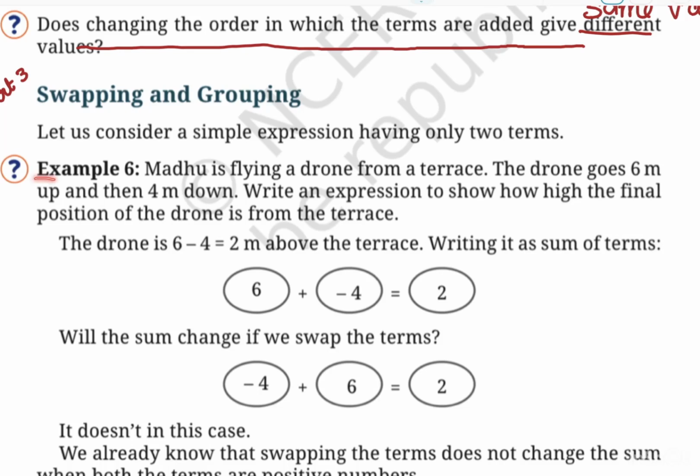Swapping and grouping. Example 6. Madhu is flying a drone from a terrace. The drone goes 6 meters up and then 4 meters down. Write the expression to show how high the final position of the drone is from the terrace.